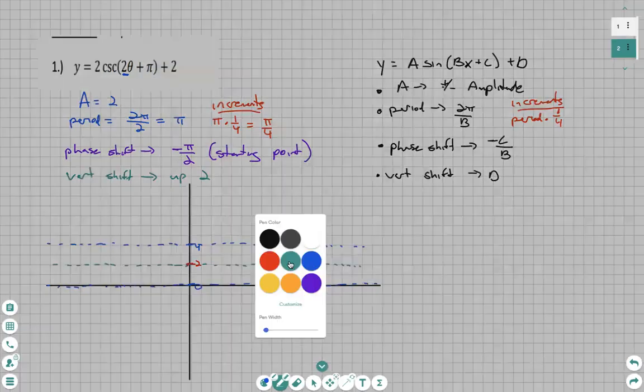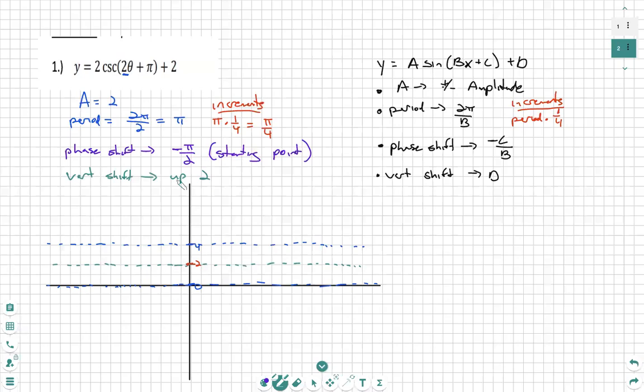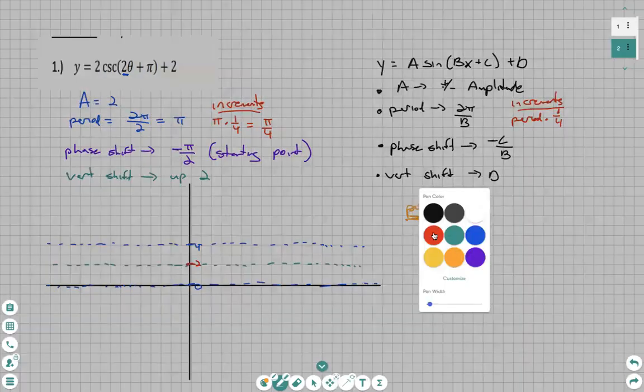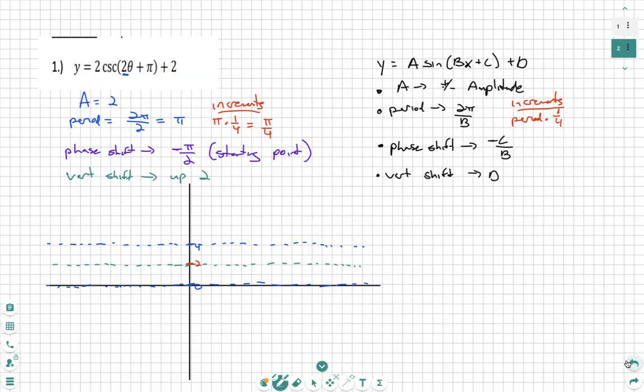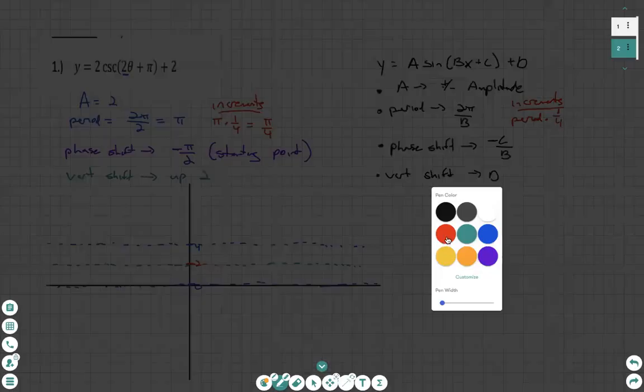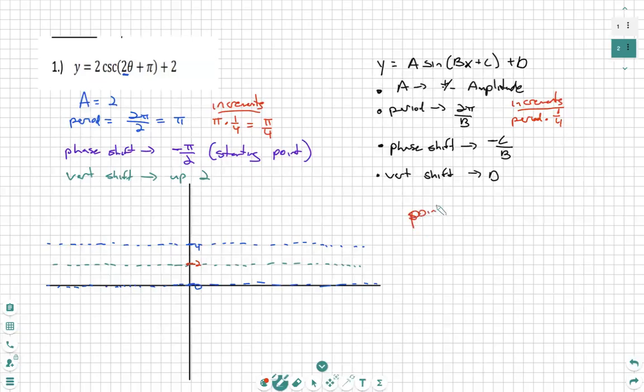All right, next we need to start with the phase shift and find all other points that will be on this graph. So the first thing we're going to do is find our x-axis points. We're going to start with, again, the phase shift. That is the starting point. I don't really like the orange, so we're going to go to a different color. We're going to do points in red. So we start with our phase shift. This is our starting point.